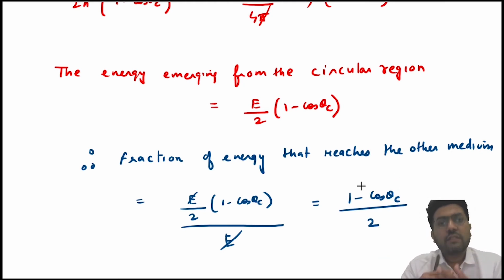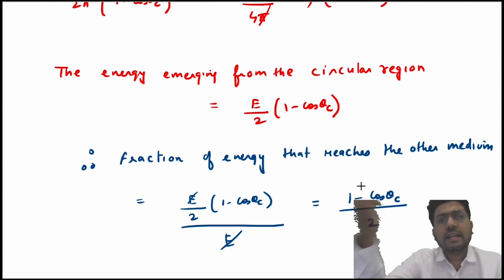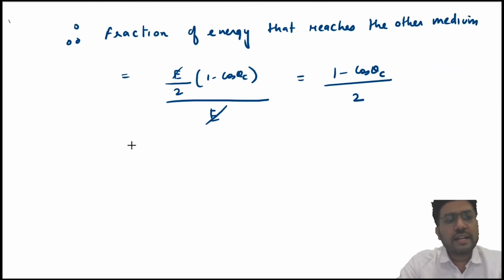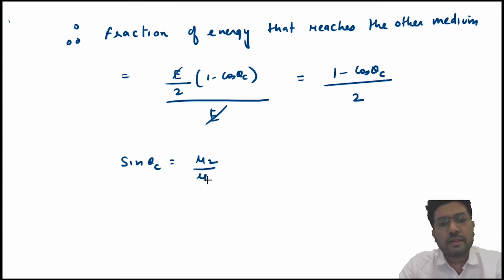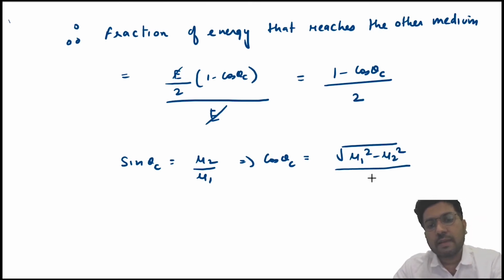The fraction of energy that is emitted, or released, or entering the second medium, is equal to 1 minus cos theta c by 2. You know that sin theta c is equal to mu 2 by mu 1. So cos theta c will be how much? Cos theta c will be equal to under root mu 1 square minus mu 2 square divided by mu 1.